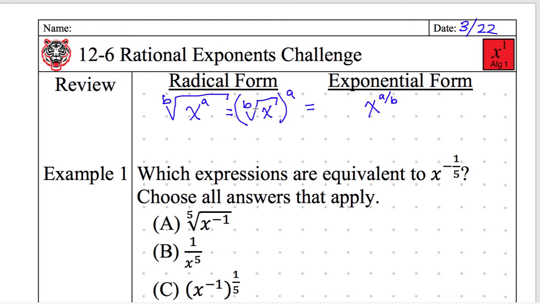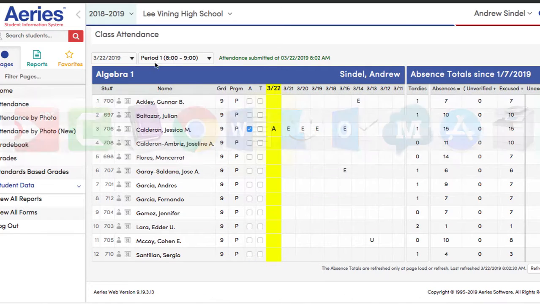Everyone have this in your notes. That is important. That is the rule that we're going off of here.